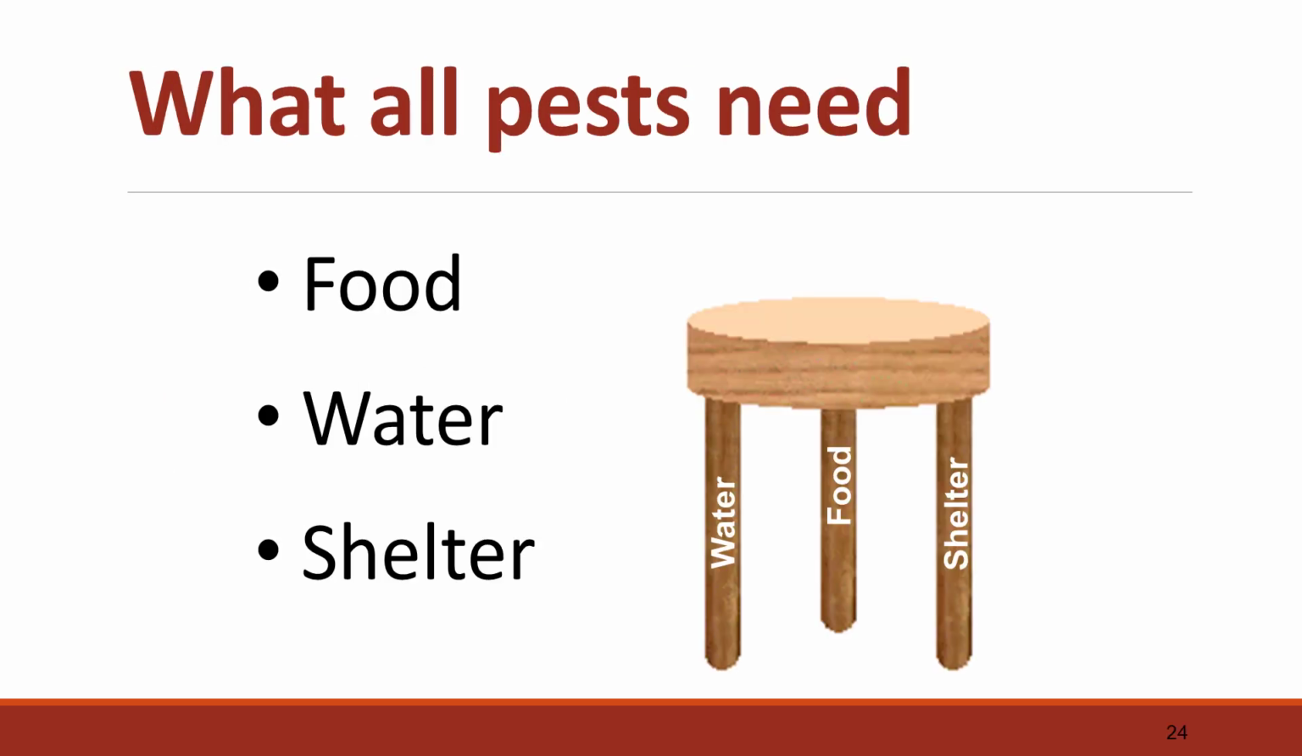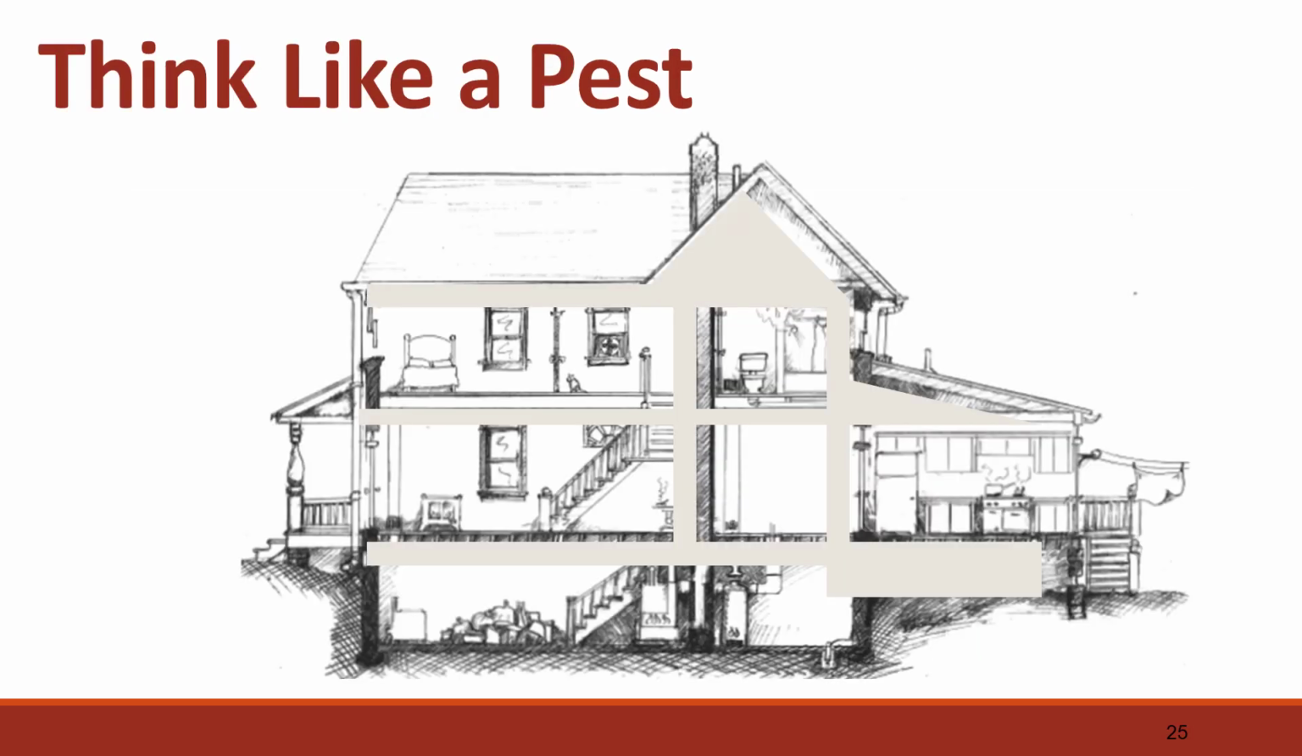Pests require 3 things to survive: food, water, and shelter. The 3-legged stool illustrates this point. If we eliminate any of the 3 legs, pest infestations won't stand up. So the more of these we can remove, the more likely it is that pests will find somewhere else to live. In order to combat pests, we need to understand how they think and how they behave. It's a know-your-enemy strategy. We can then use what we've learned about their habits against them.